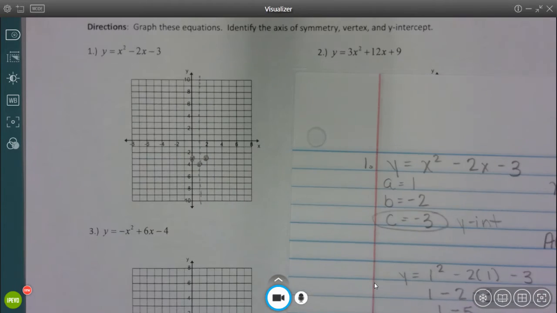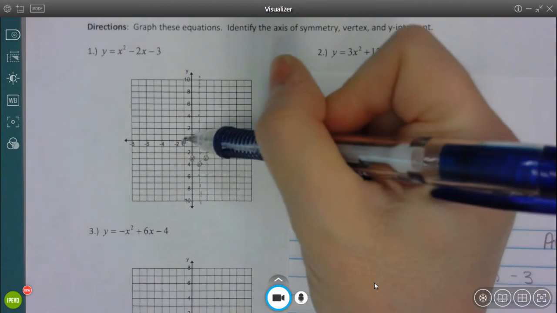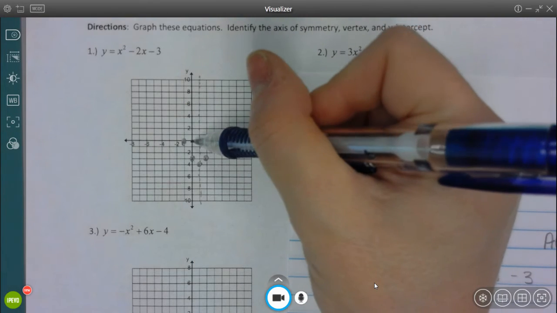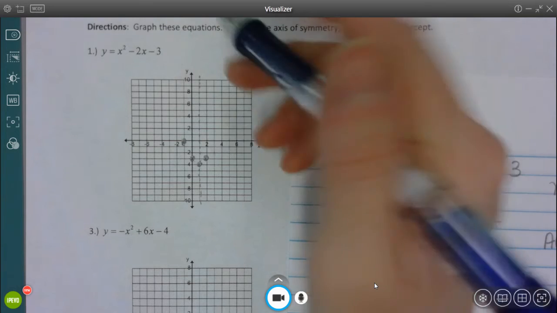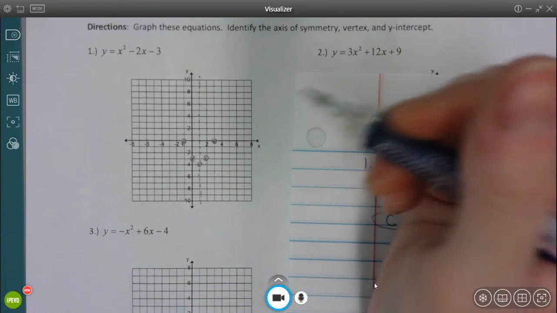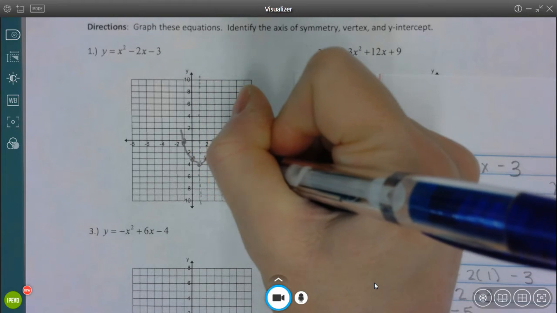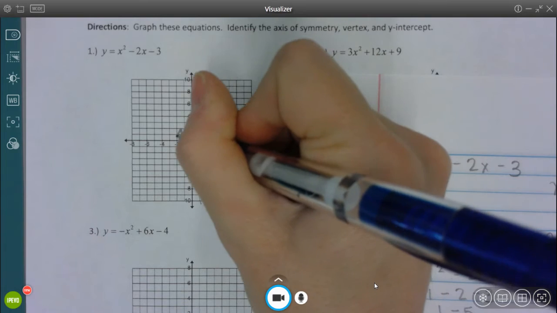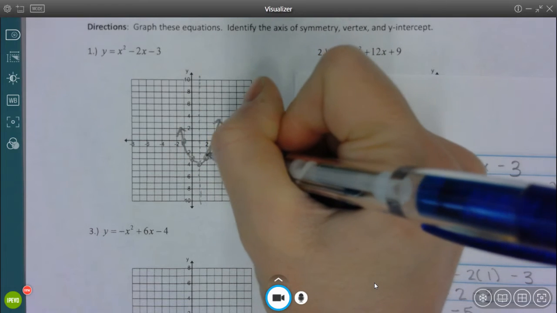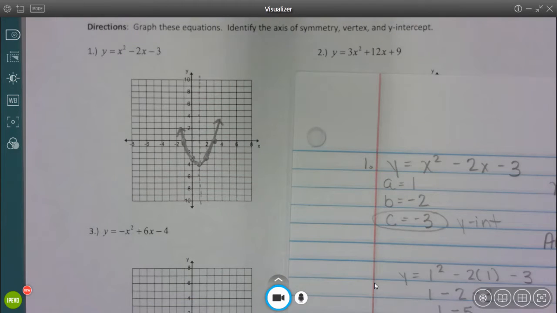So I'm going to come back to my graph and graph -1, 0. And then I'm going to reflect that over, so it's 2 spaces away. So my other point would be 3, 0. And then I can connect these points to the best of my abilities and make it look like a parabola.